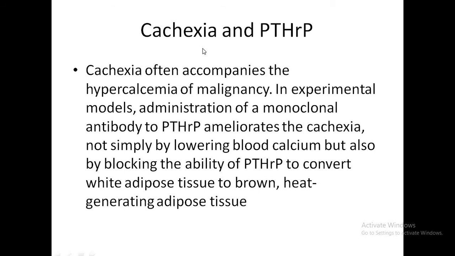There is a relation between cachexia and PTHrP, so it often accompanies the hypercalcemia of malignancy. And administration of monoclonal antibody to PTHrP ameliorates this cachexia, not simply by lowering the blood calcium, but it also blocks the ability of PTHrP to convert white adipose tissue to brown adipose tissue. That is, it inhibits the browning of adipose tissue, and the browning of adipose tissue causes cachexia.